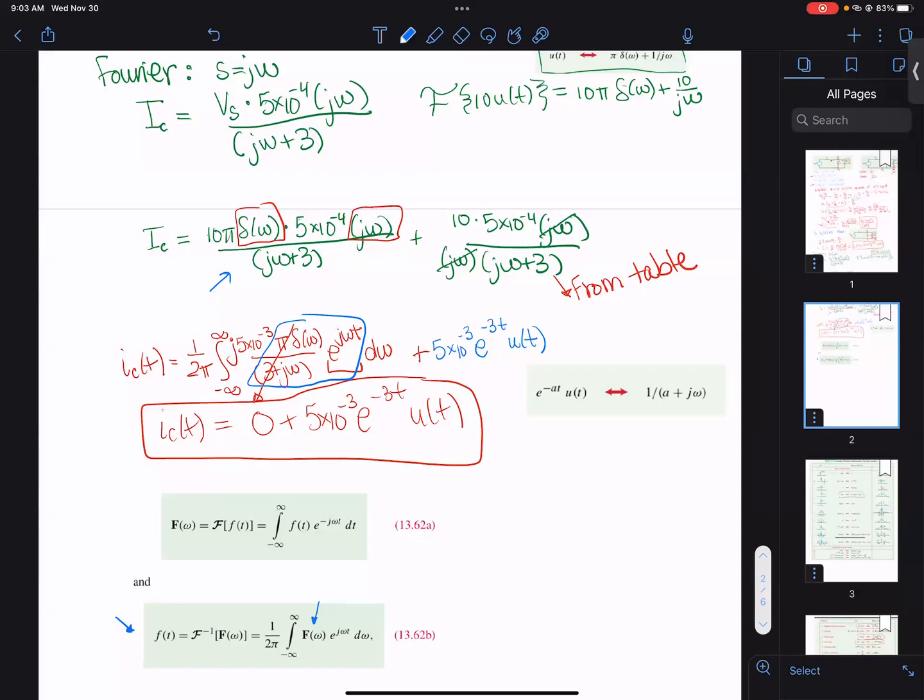The pi is just a constant, and you treat j just like a constant also. So when you integrate a complex integral, you look at j as a constant number, pi as a constant number. So they all come out in 5 times 10 to the minus 3. So they all come out to the front.